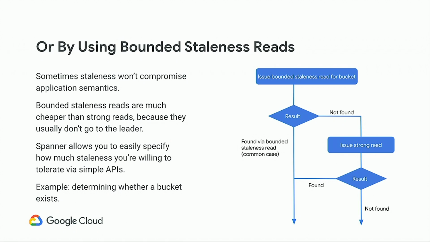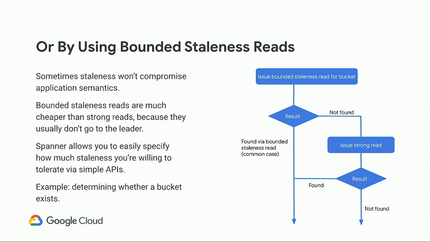So here's an example where we're using bounded staleness reads in GCS as a performance optimization, and we're not jeopardizing our strong consistency guarantees by using them. We've got some code in our system that is attempting to determine whether a bucket exists. A bucket is represented by a row in our database. So we first start by issuing a bounded staleness read for that bucket. Now, almost all the time, that read is going to return success.